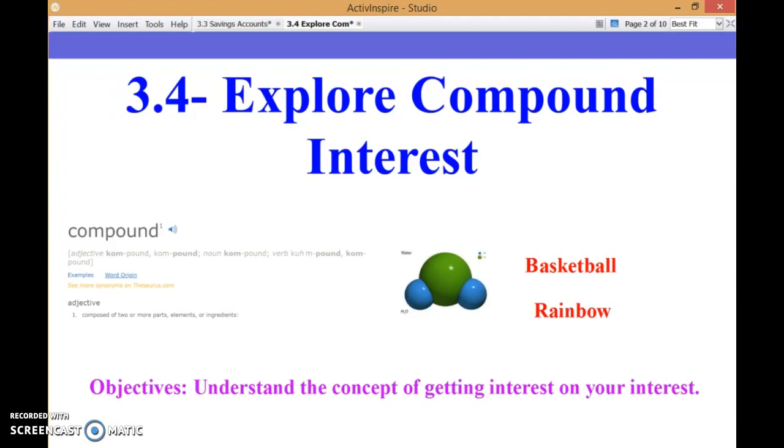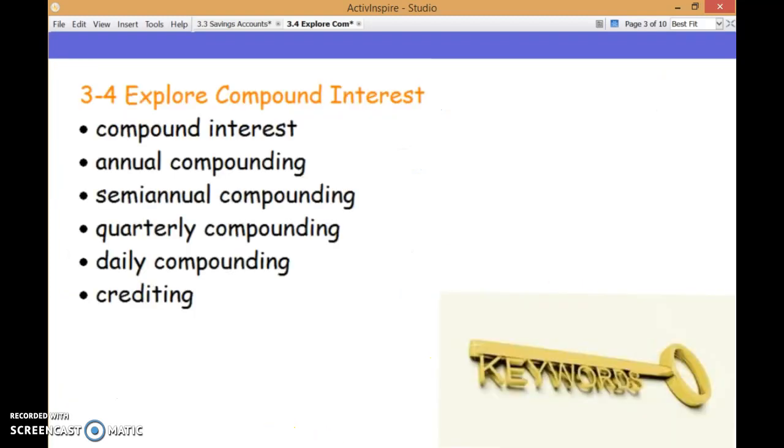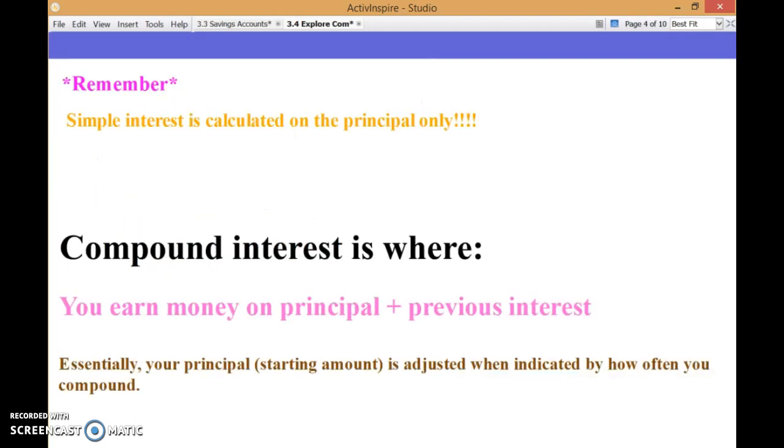Tomorrow, we are going to talk about a formula that we can use for compound interest. And on the slide, I just put the definition of compound, 2 or more parts together. I just put pictures of compound in science, compound words, 2 words put together. It's going to be the same idea with compound interest. It's just a bunch of simple interests put together. Again, here are those keywords that we'll talk about throughout the day. And here is just a little slide about what compound interest is.